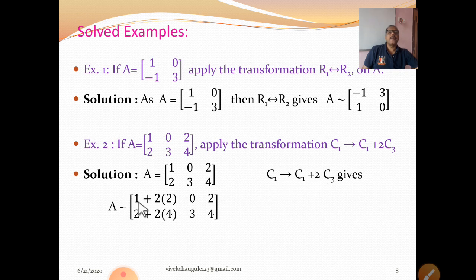Therefore we write in the first column, because the change is only in the first column, 1 plus 2 into 2. Similarly, the next element is also multiplied by 2, so we write 2 plus 2 into 4. The second and third columns remain the same, so we write 0, 3 and 2, 4 as they are. After solving, 2 into 2 is 4 plus 1 is 5. Similarly, 8 plus 2 is 10. The new matrix is obtained like this: A equivalent to 5 0 2, 10 3 4. So we obtained this matrix.